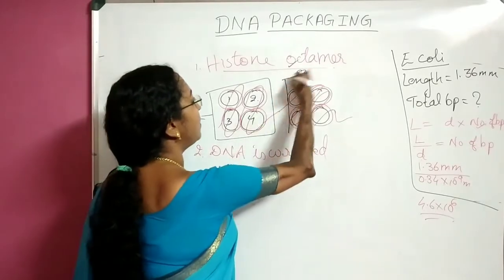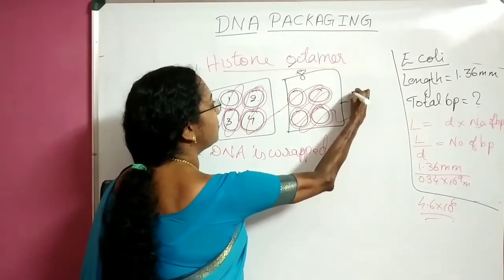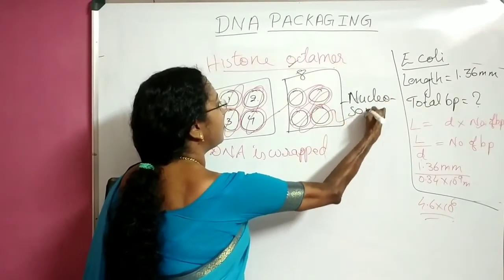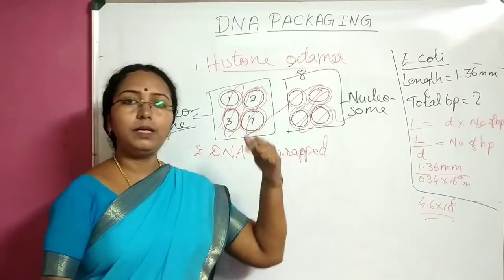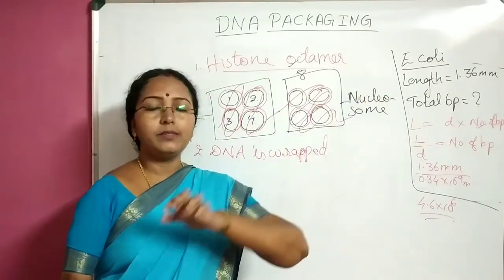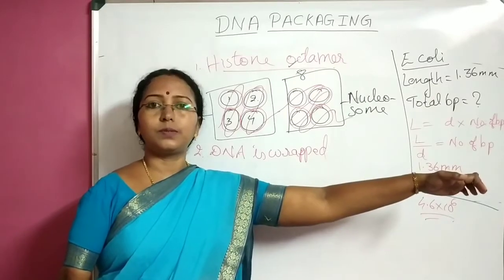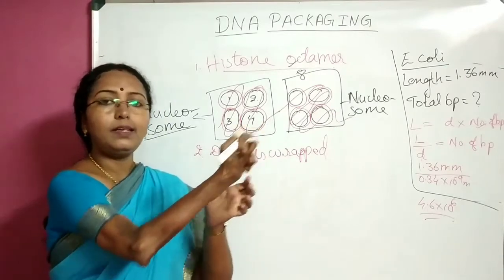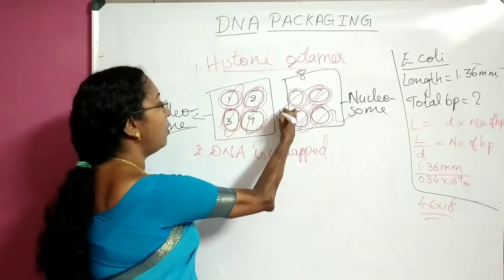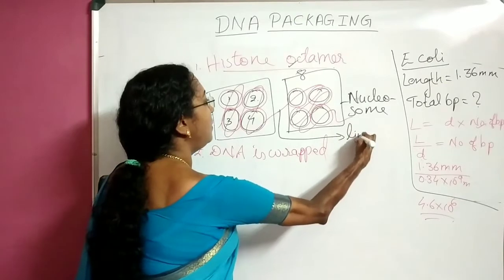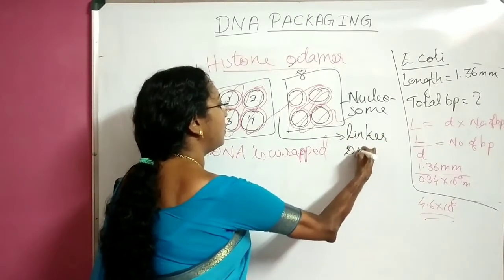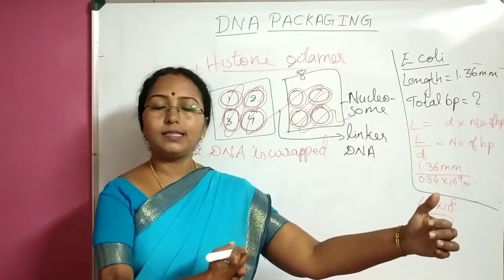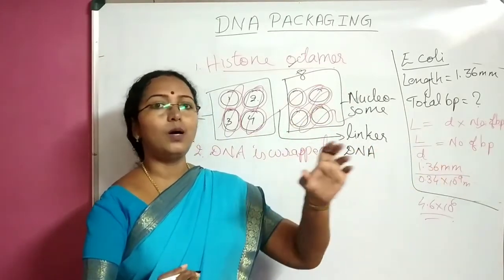Again this one, this is another nucleosome. This is another nucleosome. So likewise there will be a third one, fourth one, fifth one. That means there will be repeating nucleosomes. And in between that, there is a small part of DNA which is linking the two nucleosomes. So you call this part as the linker DNA. Again there will be a linker DNA followed by the next nucleosome. Likewise, this is how it is arranged.